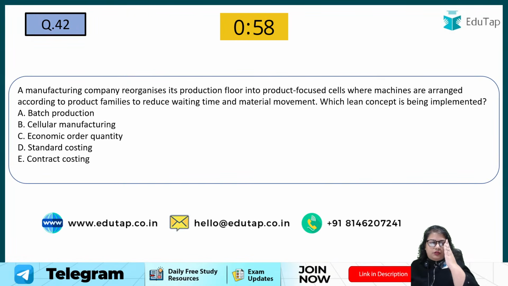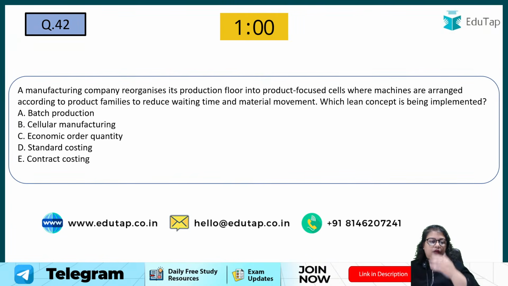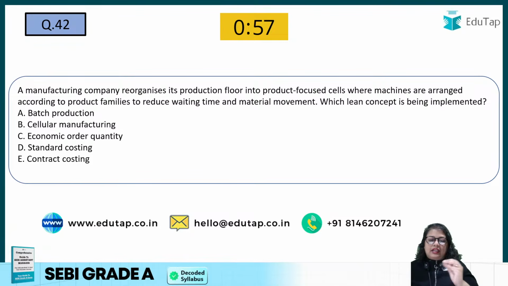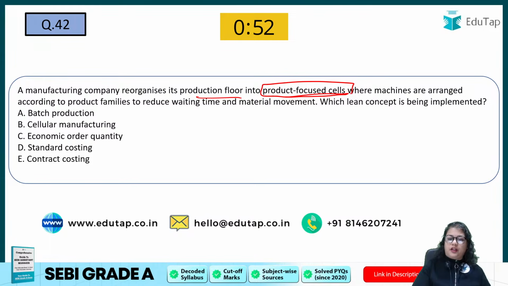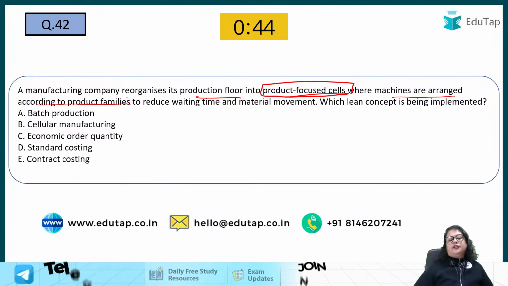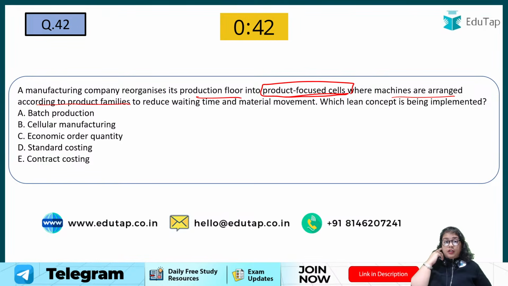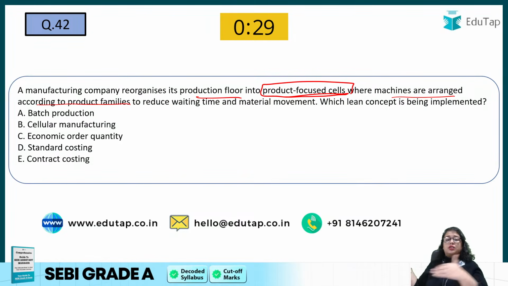Next, question number 42. Have I skipped one? Sorry. No, okay. Question number 42. A manufacturing company reorganizes its production floor into small product focused cells where machines are arranged according to product families. According to the product family, that means, for example, I'm making 2 or 3 products. For example, I'm making bottles, I am making tiffin boxes, and I'm making some trays, so I'll be arranging my machines according to the product family.